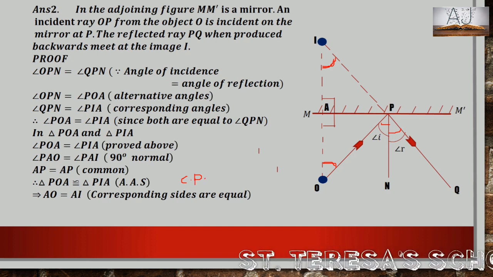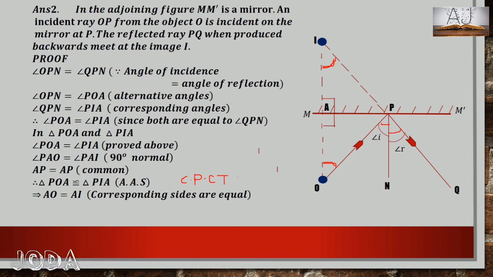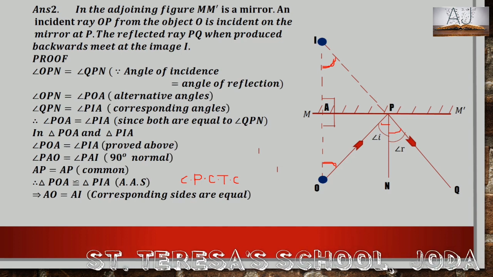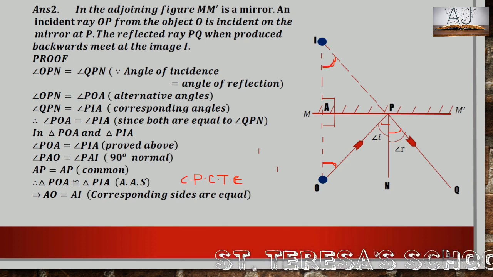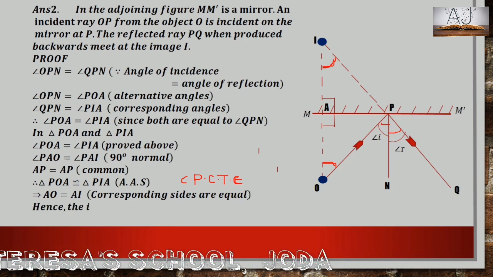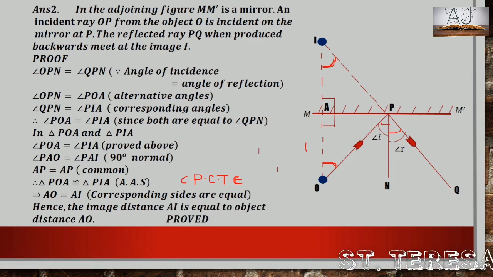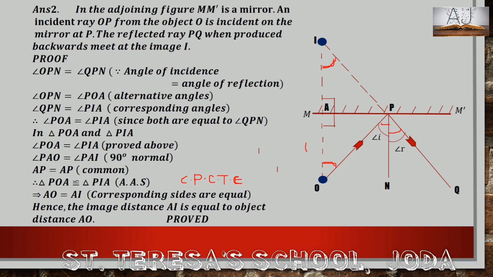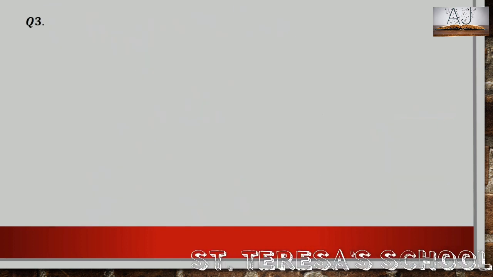Corresponding parts of two congruent triangles are always equal. So CPCTC, or you can also write CPCTE. Corresponding parts of the congruent triangles are equal. So AO is equal to AI, we have proved it. That is what is asked to prove. So image distance AI is equal to object distance AO. Thus we got it proved. This is how we geometrically prove it.